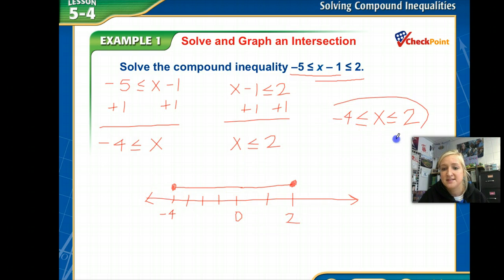You would show me this equation, and then it would follow that graph. Closed circles, connecting in the middle. That's the intersection. Think of an intersection as both of your inequalities meeting in the middle.